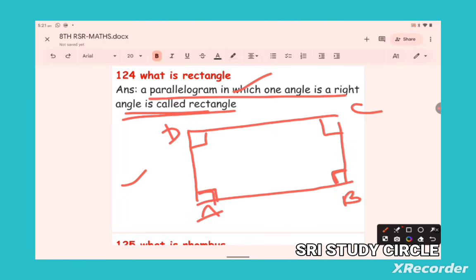If one angle is 90 degrees, all the remaining angles will also be 90 degrees. Suppose this is 90. The sum of any two adjacent angles is equal to 180. 90 plus 90 is 180. Next, the sum of these two is 180, that means this is also 90, this is also 90. So each angle is 90 degrees. This is called a rectangle. Opposite sides are parallel and equal.